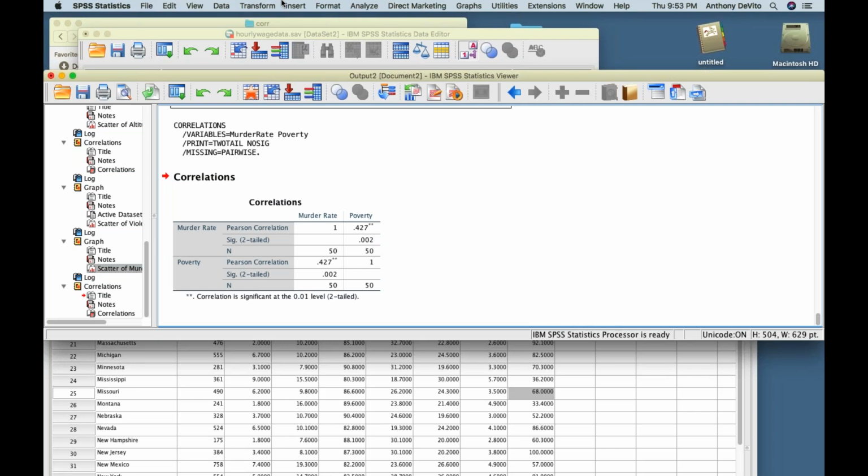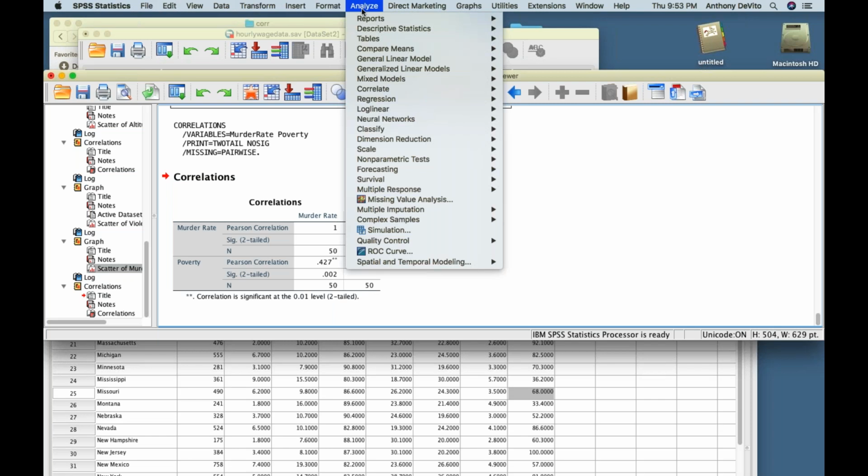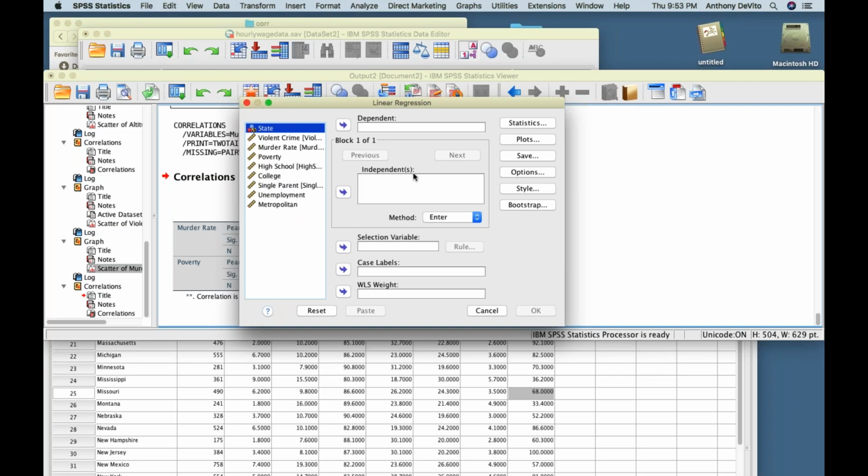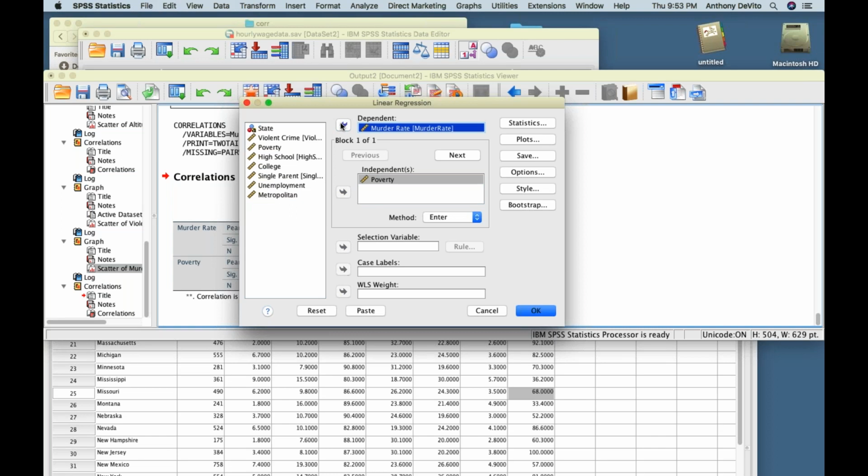Okay, let's do a regression analysis now. I'm going to say analyze. I'm going to go to regression, and I'm going to go down to linear regression. We're assuming it's a linear association. So now, what would cause what? Would the murder rate cause the rate of poverty, or would poverty be one of the causes of the murder rate? Well, I'm thinking the rate of poverty might be one of the things that contributes to the murder rate. So I'm going to make poverty my independent variable or predictor variable, and the murder rate my dependent variable or my result variable. Okay, so I'm going to go ahead and actually do this analysis.